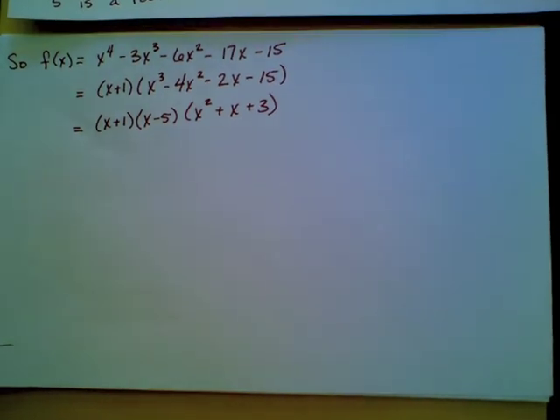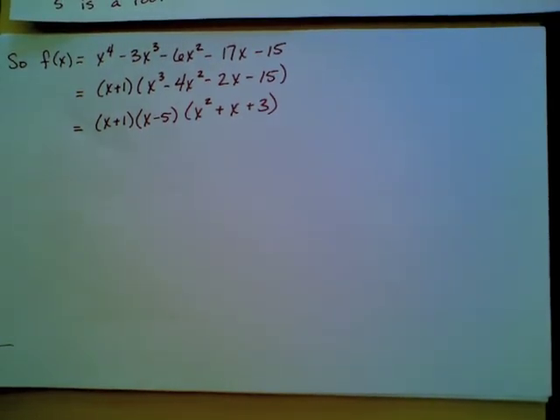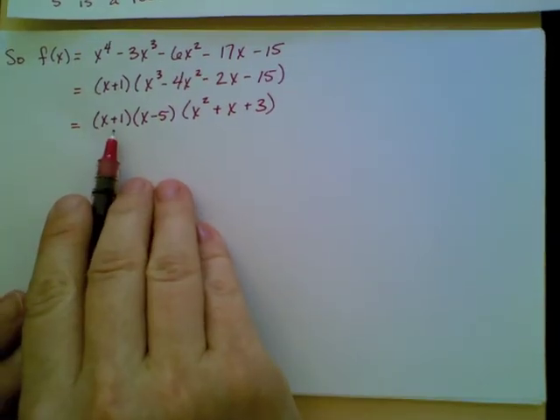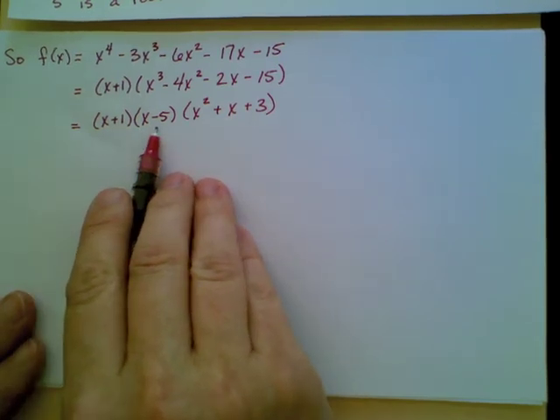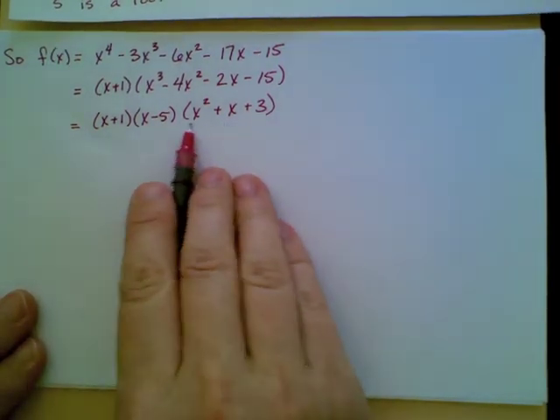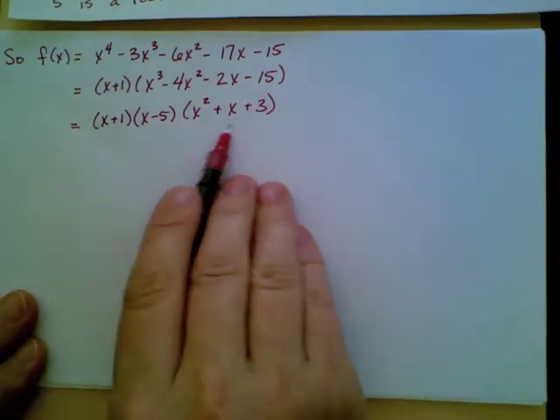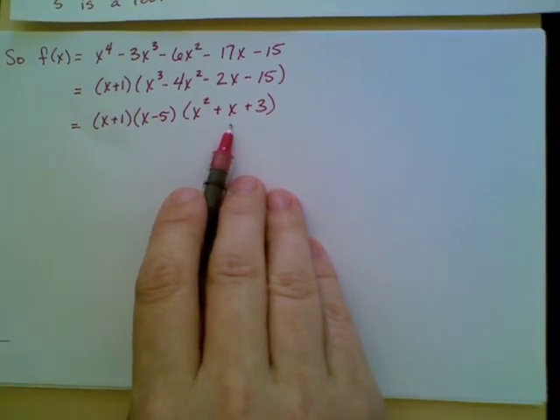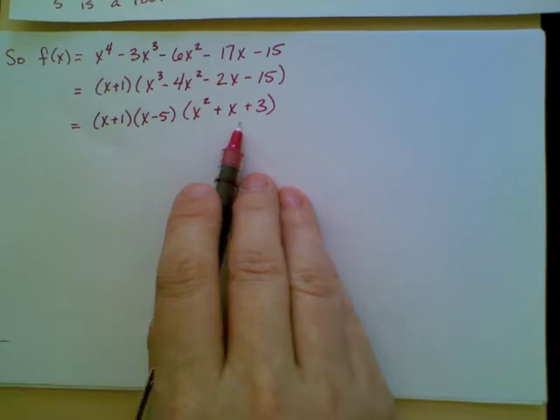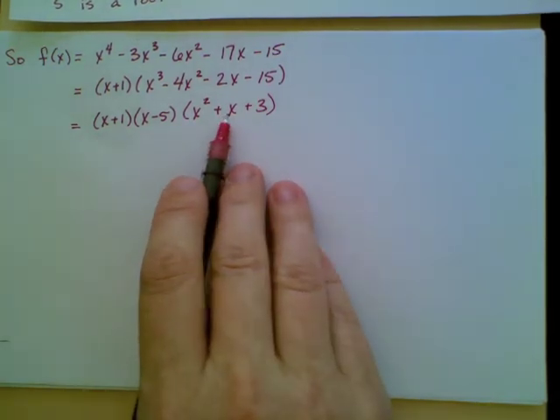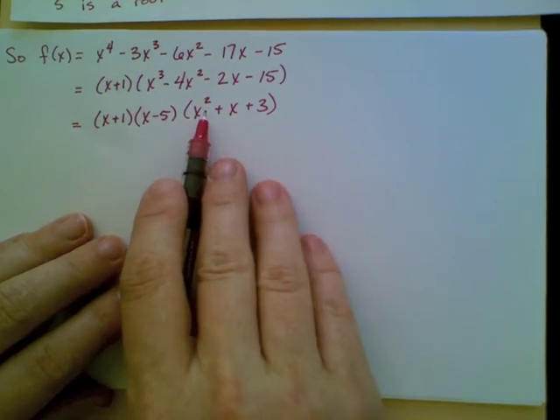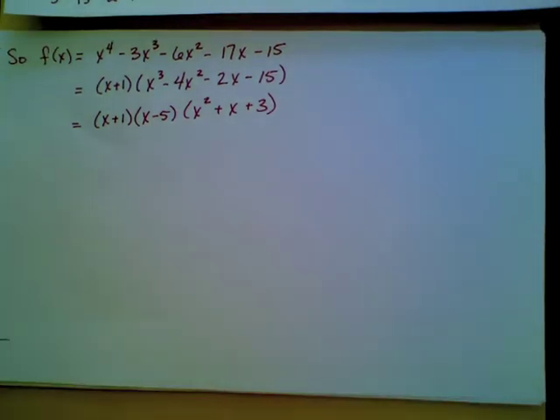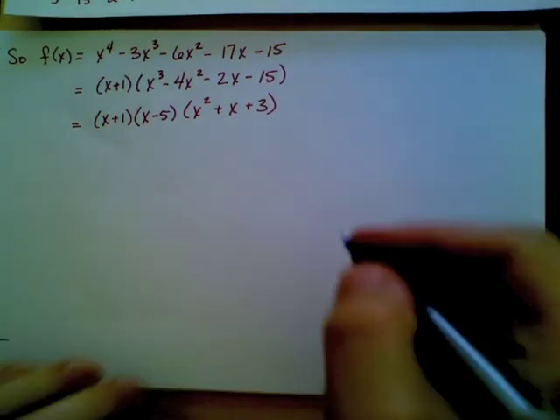Now remember, we're looking for roots here. We're looking for the zeros. Roots and zeros are the same thing. I do want to emphasize that. We've got a root of -1 from this factor, +5 from this factor, and then we have this quadratic factor. If I could factor this nicely, I would, but unfortunately I can't factor that. There are no factors of 3 that add up to 1. But it's quadratic, which means I can use the quadratic formula.